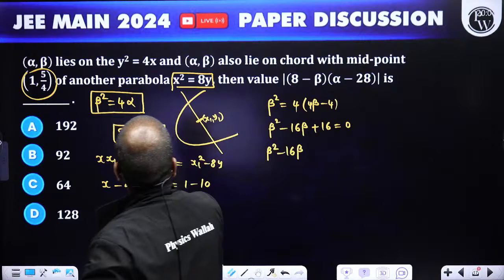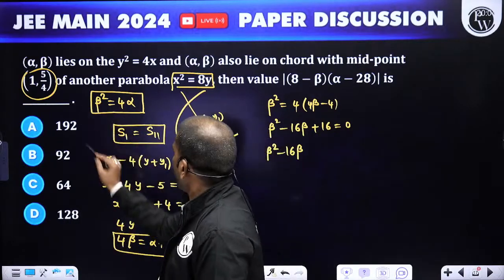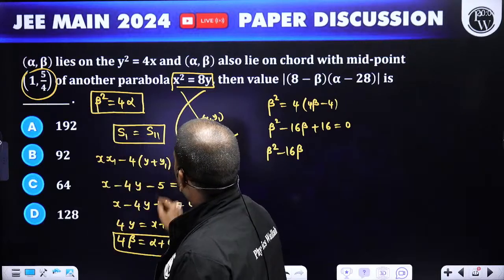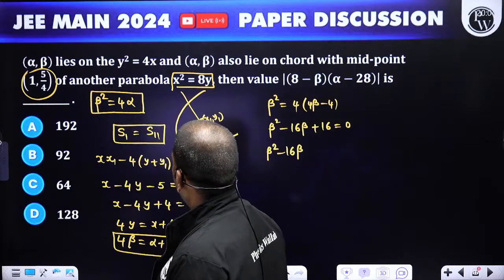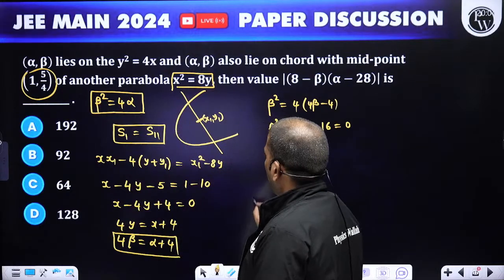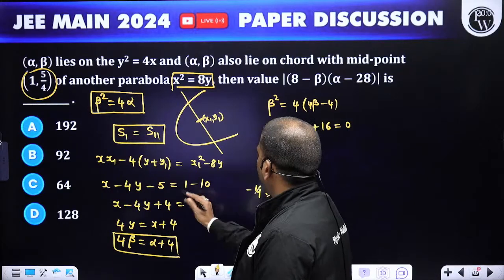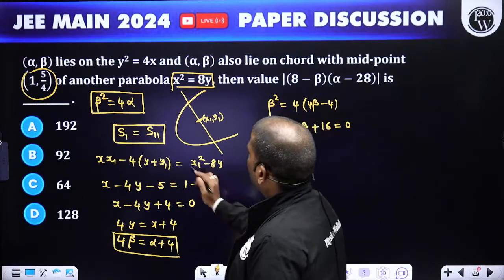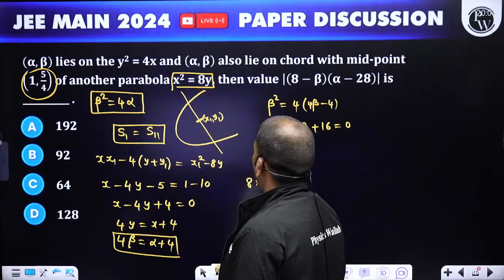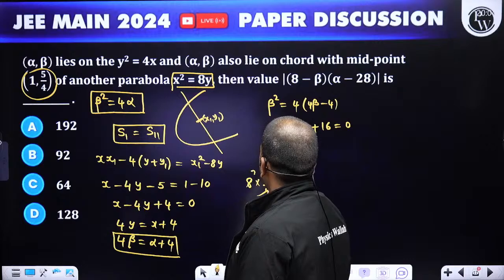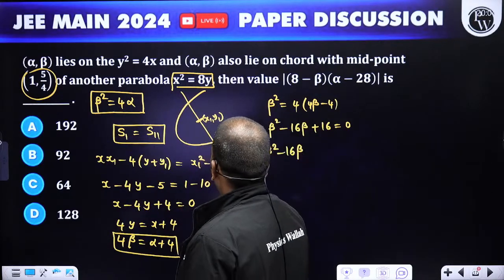X1 minus 4 times y plus y1. X1 square minus 8y. X1 is 1. 4 times y plus y1. Y plus 4 times pi by 4. 4 times minus 4 times pi by 4. So 4 got cancelled, minus 5. That's correct only. X1 square is 1. 8 times pi by 4. So this is a 4 times, right? So 1 minus 10. So this is equal to minus 5.